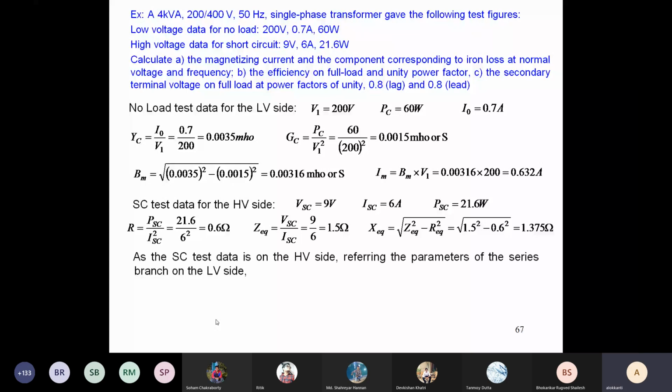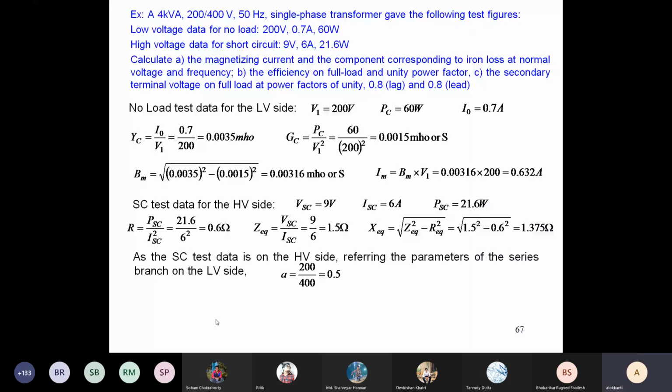The short circuit test data is referred to the high voltage side. You see, the short circuit test is done on the high voltage side, while the open circuit test is done on the low voltage side. So you have to basically refer them to one side first. If we refer everything to the low voltage side, then you have nothing to do on the no load test data. But you will have to transfer the high voltage side parameters determined using the short circuit test to the low voltage side.